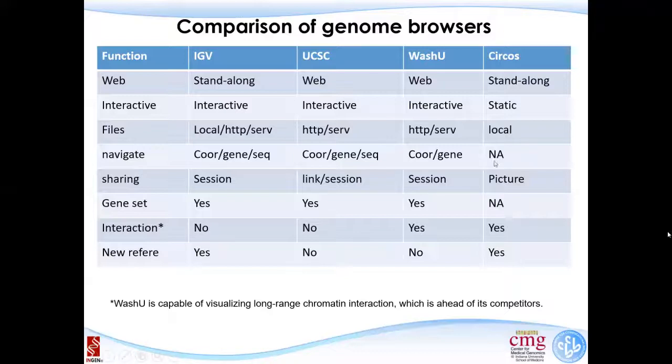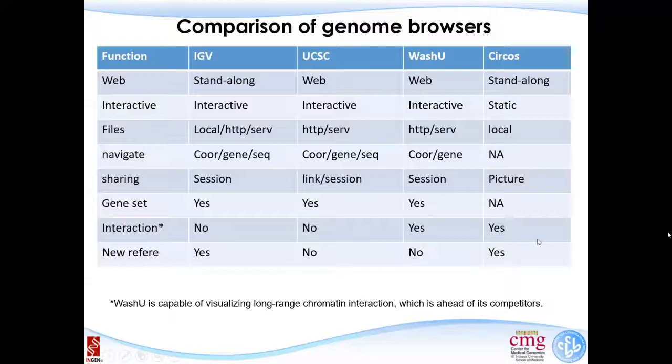For sharing, with IGV you can share the session, and with UCSC you can share the link of the session. Circos is static, and you can only share the picture. For gene set view, all three are capable, but differ slightly. For interaction, the WashU browser is the only software that can do the interactive view. And for a new reference, like when you work on a reference that does not exist in the database, IGV is a good option. And Circos can do whatever you like.